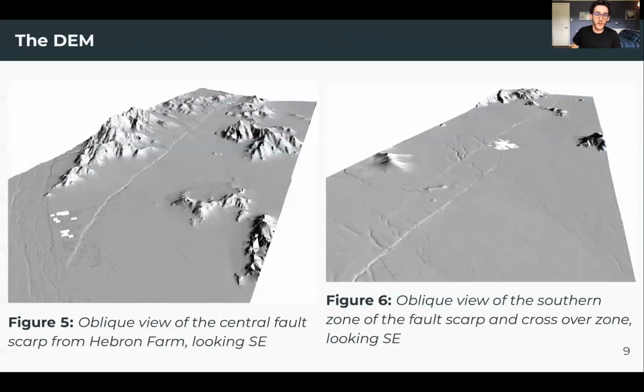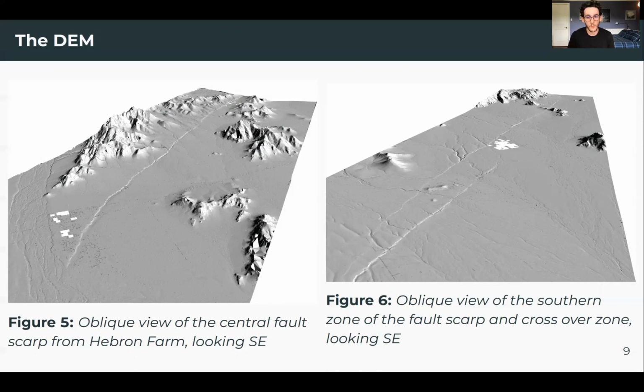So let's take a look now at the digital elevation model that I was able to produce. I was using pan-sharpened stereo images from the WorldView 3 satellite. They have a spatial resolution, or cell size, of 0.31 meters, and we're able to produce a DEM with a cell size of half a meter. And it worked generally very well.